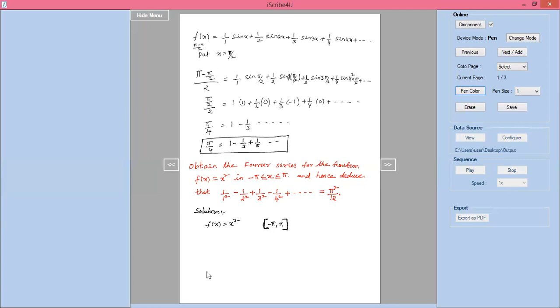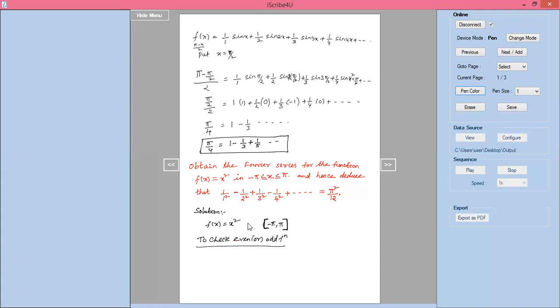Now, the interval is minus pi to plus pi, so how do you check even function, odd function? Already I told you. If the interval is 0 to 2 pi, you can replace x by 2 pi minus x. The interval should be minus to plus, it may be minus infinity to plus infinity or minus pi to plus pi or minus 1 to plus 1, to check even function or odd function. So we can use that. We'll replace x by minus x in f of x to check even or odd functions.